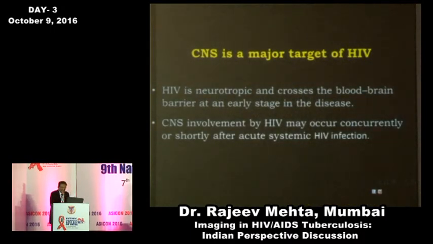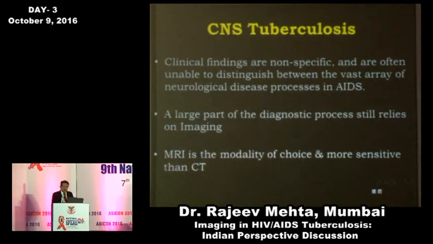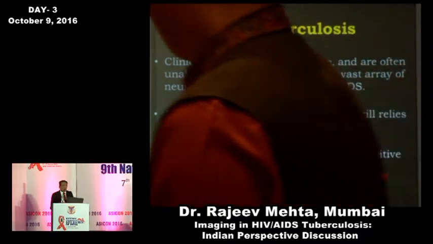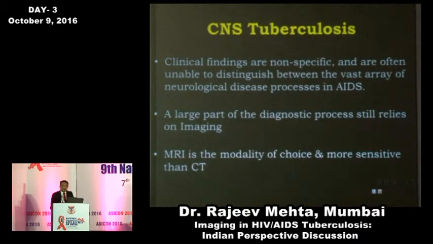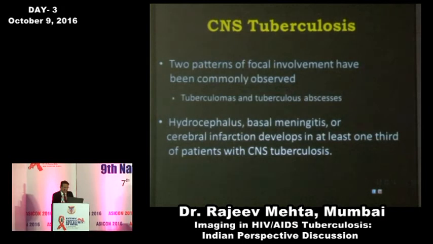Coming to the CNS, it is a major target of HIV. Clinical findings are non-specific and often unable to distinguish between the vast array of neurological disease processes in AIDS. A large part of the diagnosis process still relies on imaging because brain biopsy is not an easy option in this group of patients. MRI is the modality of choice and more sensitive than CT scan because of excellent soft tissue contrast resolution, excellent gray white matter differentiation, and the ability to pick up the lesion at a much earlier stage than a CT scan.